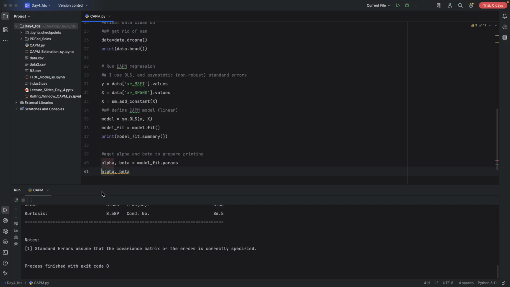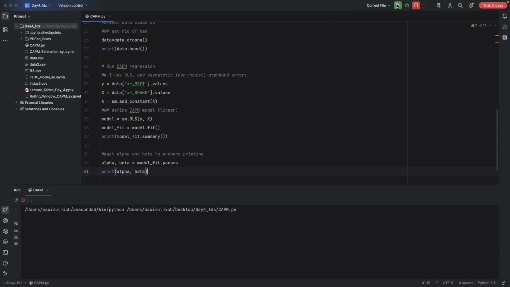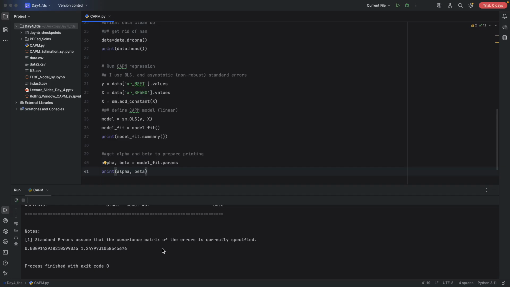So let's make the print. Okay, so we have 3 zeros here, like in the table, 1.24. Okay, so this works.